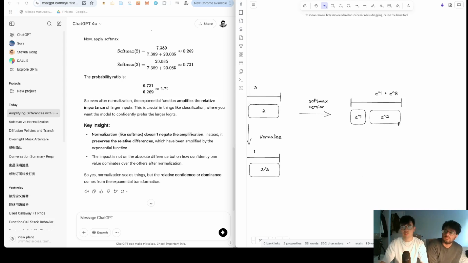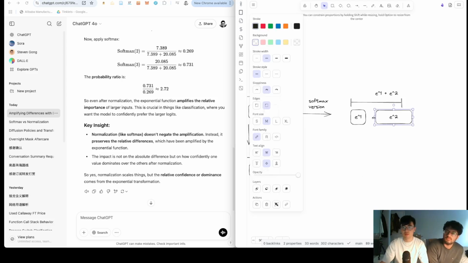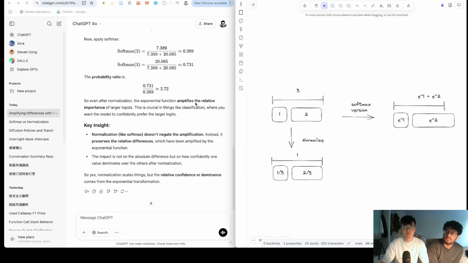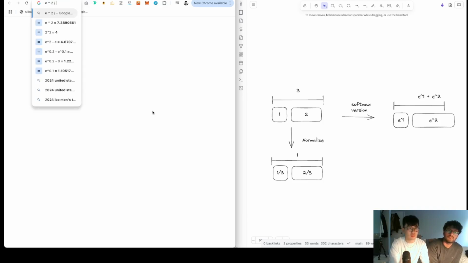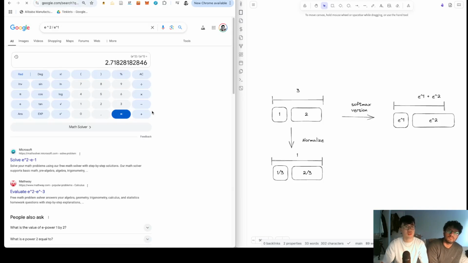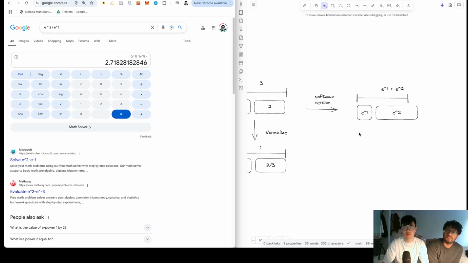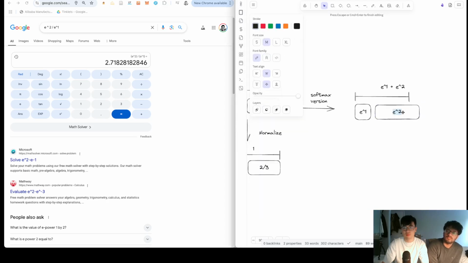And then the ratio will be, instead of being twice the width, it's e to the 2 divided by e to the 1, and it's like 2.7 times longer. 2.7 times e to the 1.